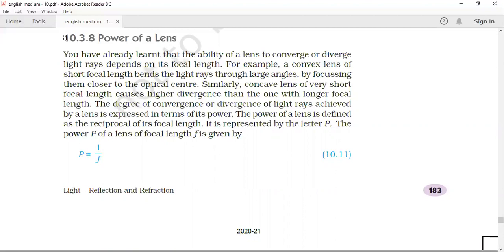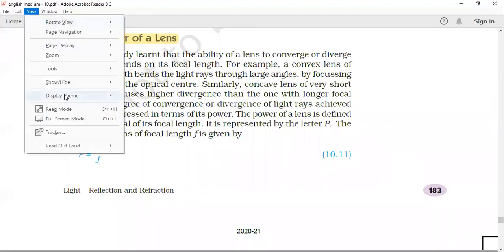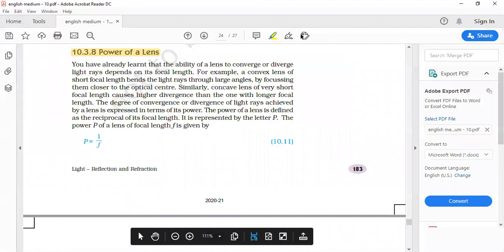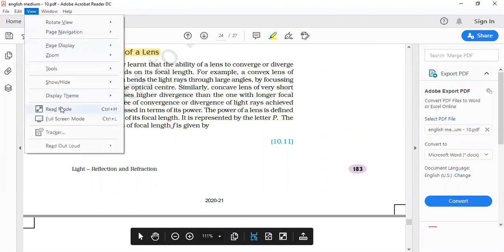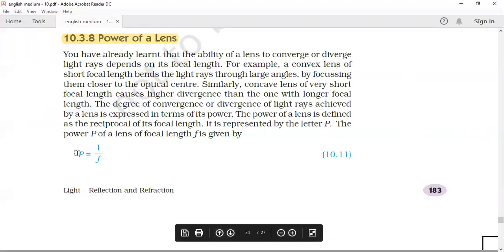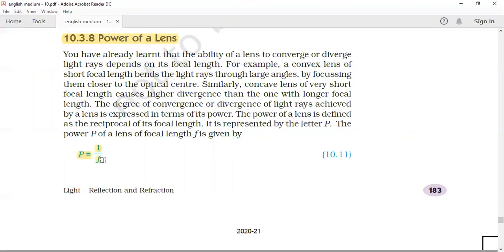So today our last topic is power of a lens. What is the power of a lens? Let us discuss here. You have seen this topic in standard 8 also, with the same definition. As per the equation you found here, P is equal to 1 by f, where f is the focal length and P is the power of the lens.